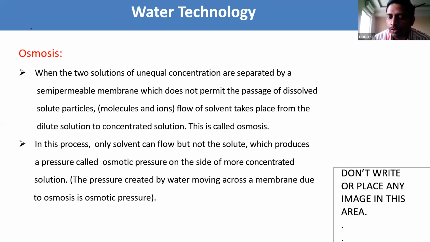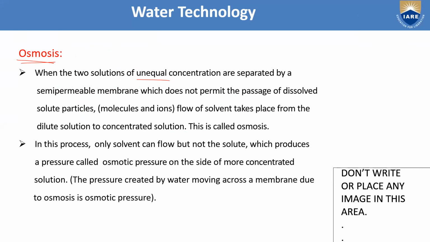The definition of osmosis is: when two solutions of unequal concentrations are separated by a semi-permeable membrane, which does not permit the passage of dissolved solute particles, the flow of solvent takes place from the dilute solution to the concentrated solution. This is called osmosis. The simple definition of osmosis is the movement of particles from high concentration to low concentration.